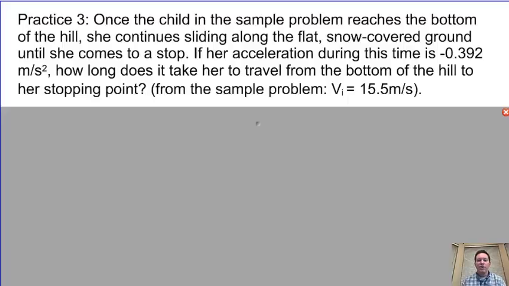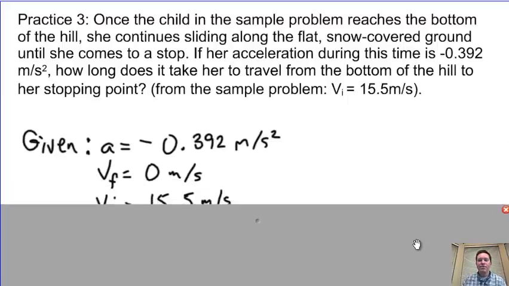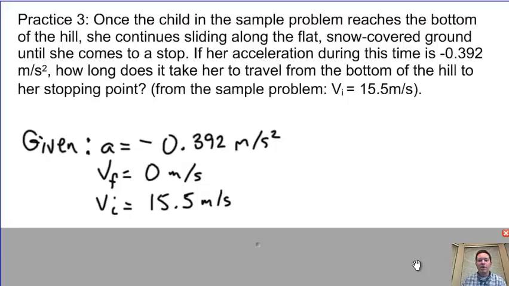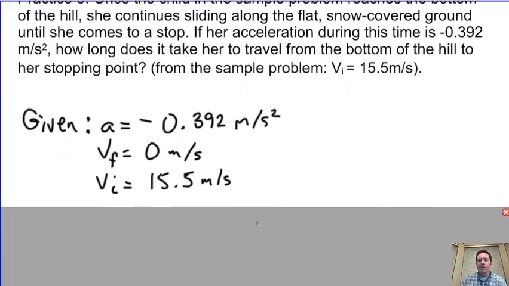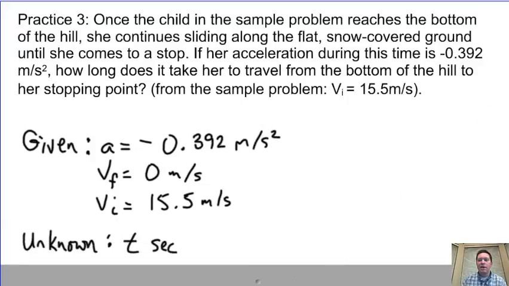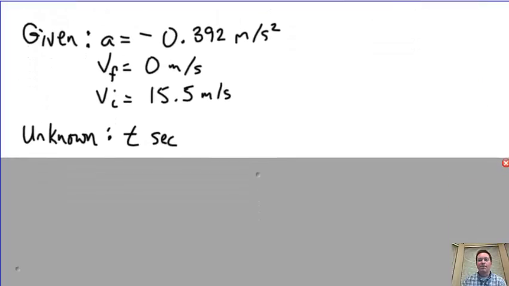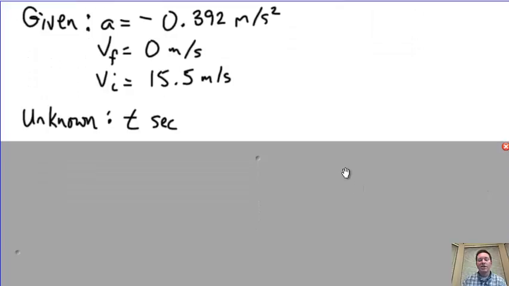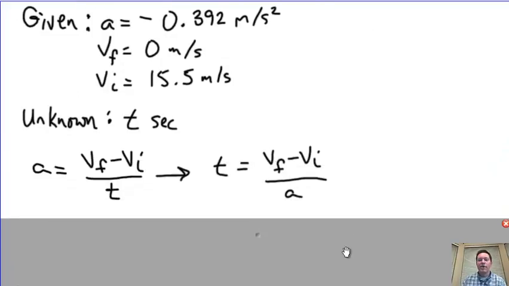So on this question, we had to look back up to our original example problem, and we find that the initial velocity, which actually is the final velocity on the example problem, but the initial velocity for this problem, is 15.5 meters per second. So that's going to be one of our givens, along with our acceleration being negative 0.392 meters per second squared. The final velocity, because we're coming to a stop, is 0 meters per second. And our initial velocity is 15.5 meters per second. And then I want to know time. So I want to know how long it takes before I come to a stop. And seeing that we've got a negative acceleration, this kind of indicates to us that we've got something that's slowing down.